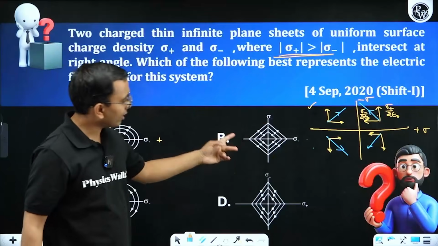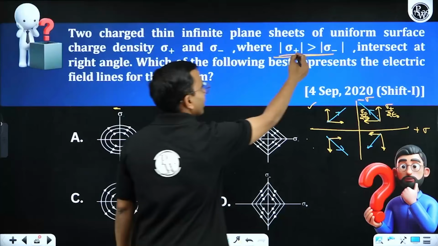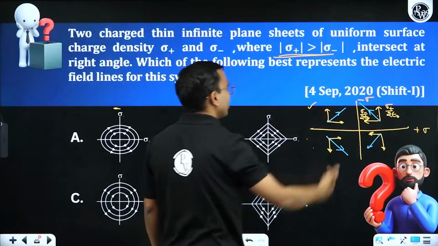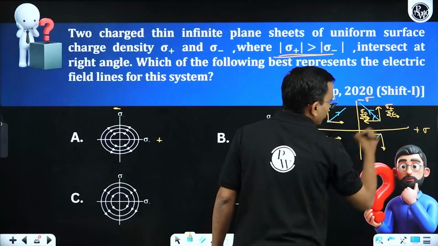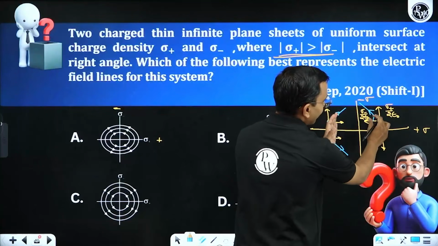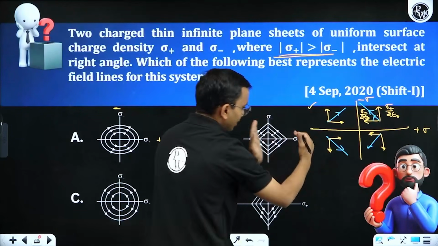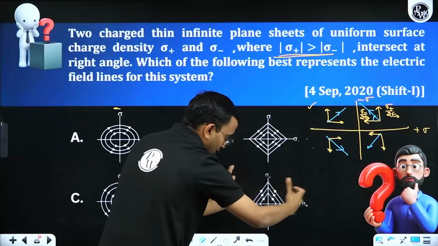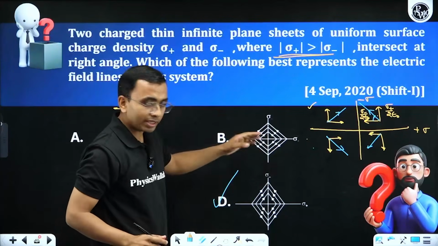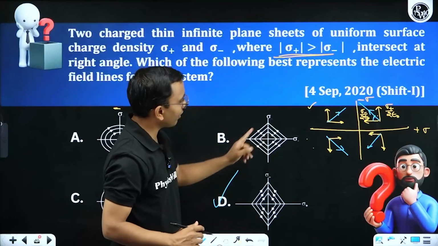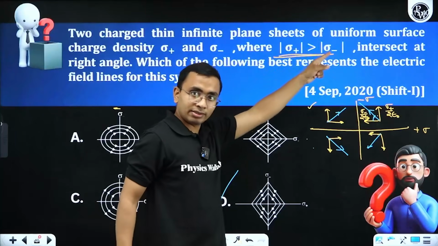So one thing is they are straight lines. Now we are having two diagrams, B and D. Which one is correct? Here they are mentioning that sigma plus is greater as compared to sigma minus. If sigma plus is greater, this angle with the horizontal will be greater, because tan theta will be sigma plus by 2 epsilon naught divided by sigma minus by 2 epsilon naught. So this theta will be greater, so it will become a bit compressed like this. So D is the correct match here. You see, in the B option, it is a square shape. This angle is 45 degrees. It would be 45 degrees if both were equal, but one is greater, another is lesser.